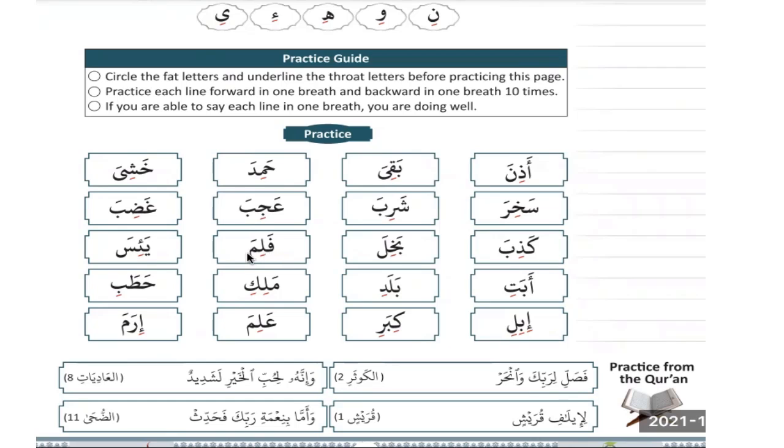And the three of them are light letters. Okay? So make a light sound. Give me a sound. Falima. Very good.